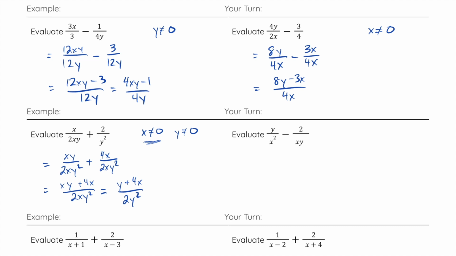So pause the video and try the one on the right. And we see in that case we get y squared minus 2x over x squared y. Again, as long as x and y are not 0.